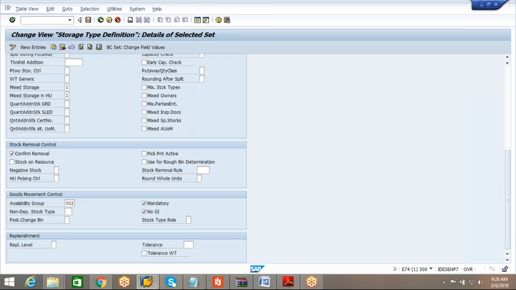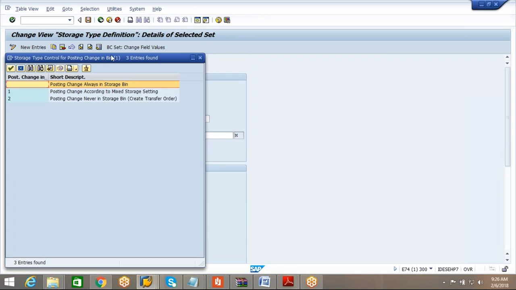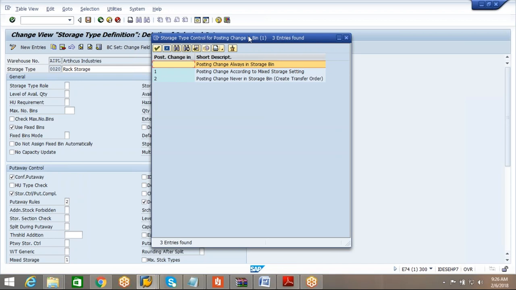Posting change bin. Say for example, I want to change the stock type of my product. Unrestricted is there, but my warehouse supervisor observed that some part of the products are spoiled and it's not useful to deliver to any customer. I want to keep those products as blocked stock, or else any quality inspection is required. Whatever it may be, that is nothing but a posting change. If I apply any posting change against any products, either that posting change needs to happen within the same bin, or else the system should propose a new bin for this one.